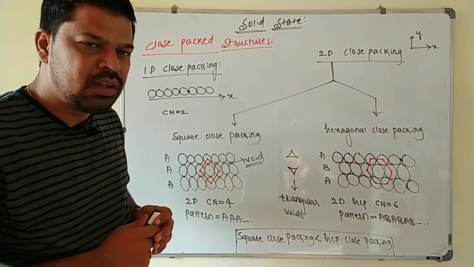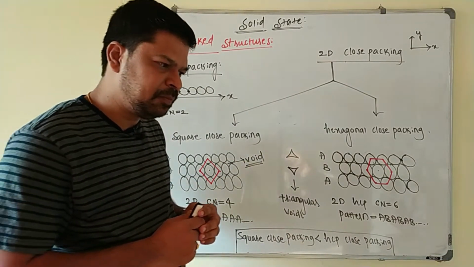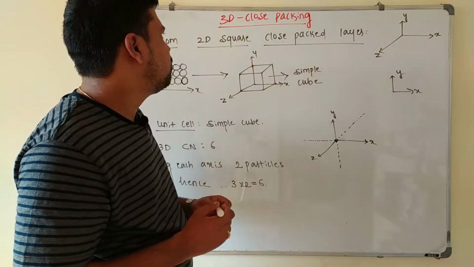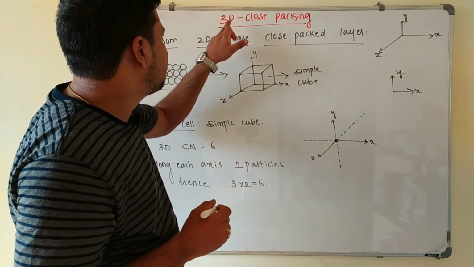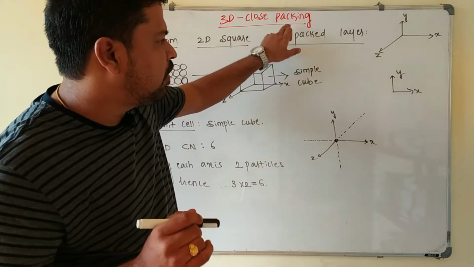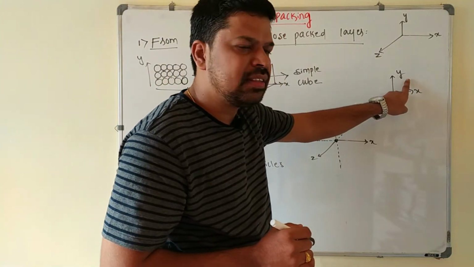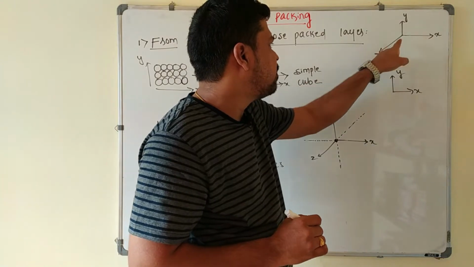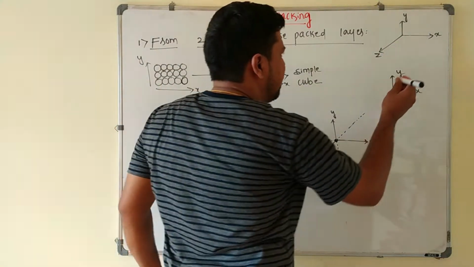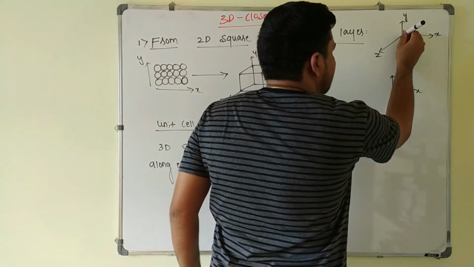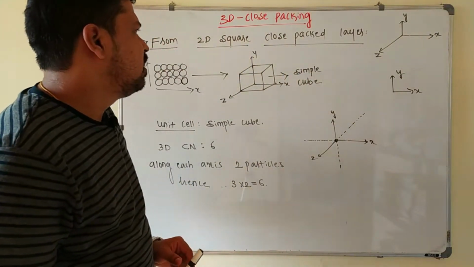So next we will go for 3 dimensional close packing. The next type of important close packing is 3D close packing. Till now we have discussed only 2D close packing, that is X direction and Y direction. Here we are getting X, Y as well as Z direction, so that it is a 3 dimensional structure. Z direction will be like this, away from the board.